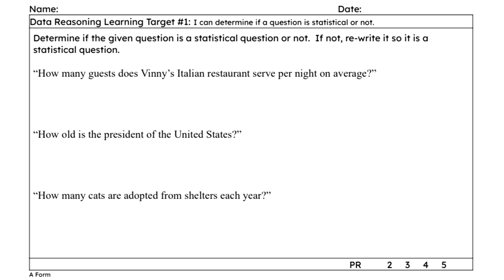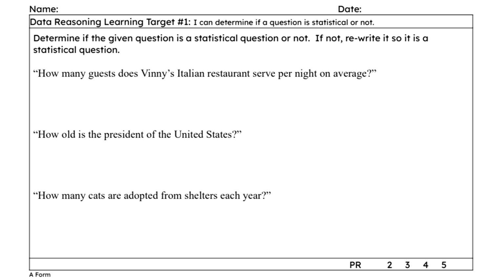We're on learning target number 1. I can determine if a question is statistical or not. So there are different kinds of questions we can answer. Some of those are statistical and some aren't. A statistical question is anything where you have to do statistical procedures in order to answer. Oftentimes that's finding an average and not just having one set answer that you could potentially Google.